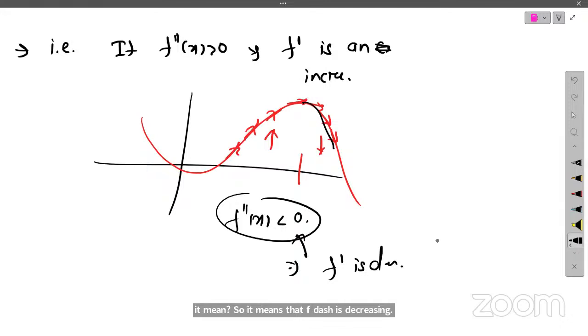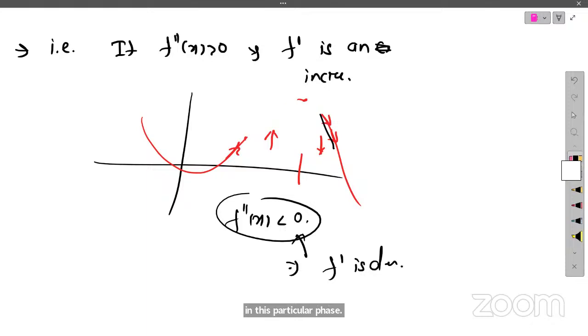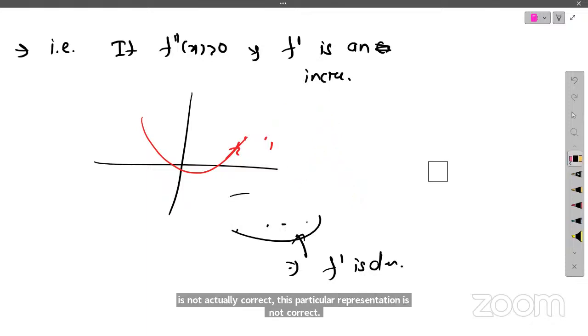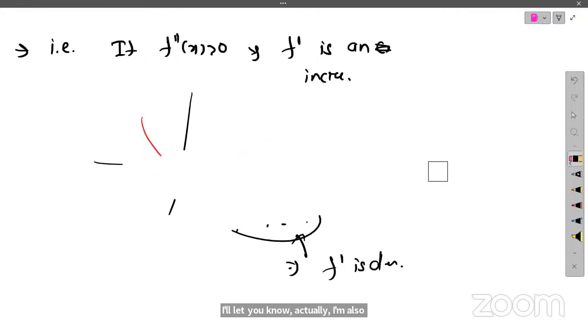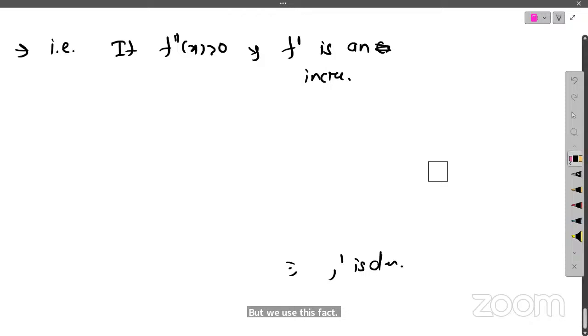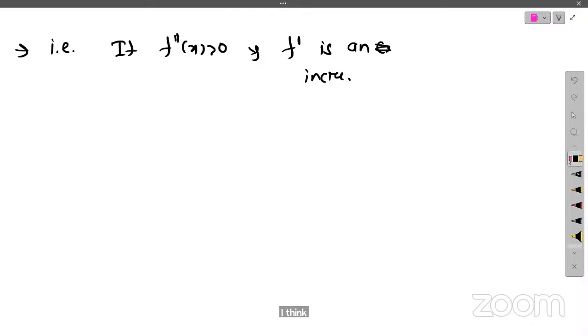This particular representation is not actually correct. I'll let you know. Yes, ma'am, that is fine. But do you have a reference to any books or any site for this fact? Thomas' Calculus involves the proof. I think this information is available in the lecture.